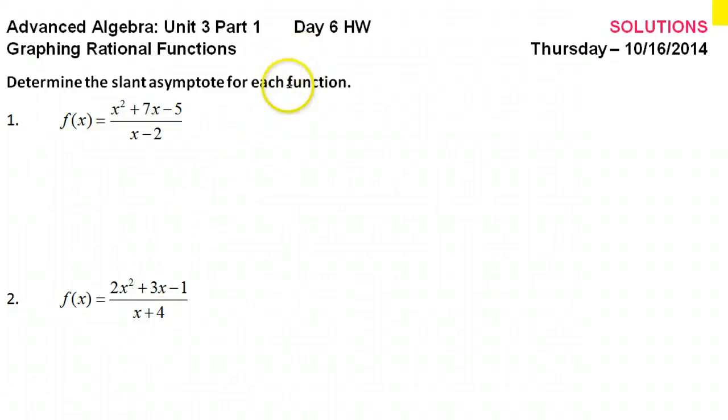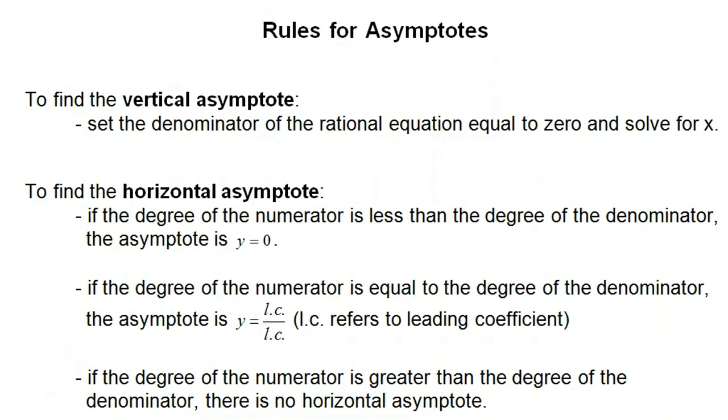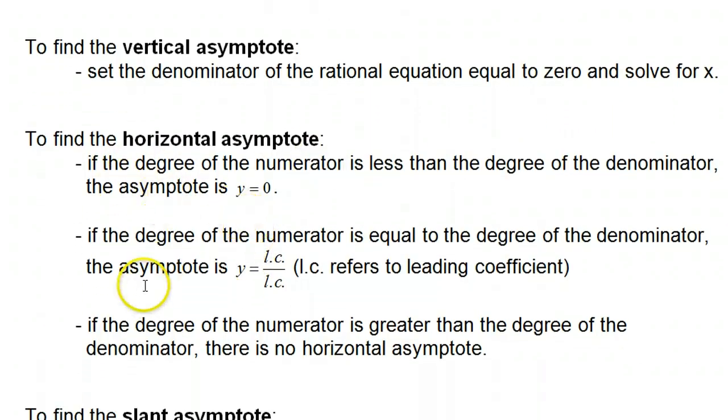Alright, day 6. This is the lesson where we learn about slant asymptotes and holes in our rational functions, which we are still graphing. Here's the key, people. Let's review the rules for asymptotes and then just add the one extra rule to it. No big deal, right? To find the vertical asymptote, or asymptotes, we would set the denominator equal to 0 and solve. To find the horizontal asymptotes, that's where we have to consider the degree.